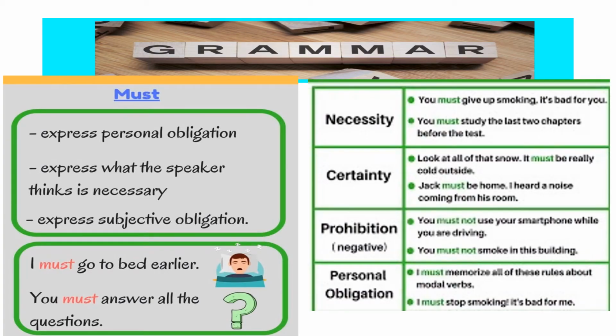Let's move on to grammar, children, now. In today's grammar session, we'll learn the difference between must, ought to, and need. Let's move on to the first one, must. What does must stand for? Must expresses personal obligation. It also expresses what the speaker thinks is necessary. Not only that, it expresses subjective obligation.